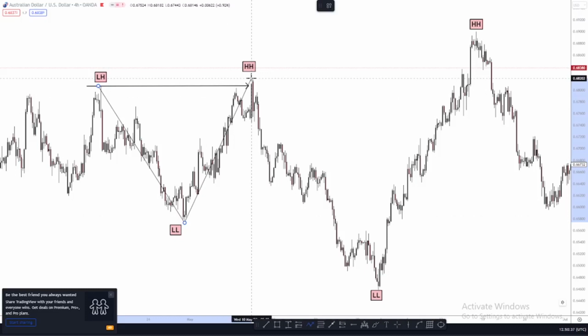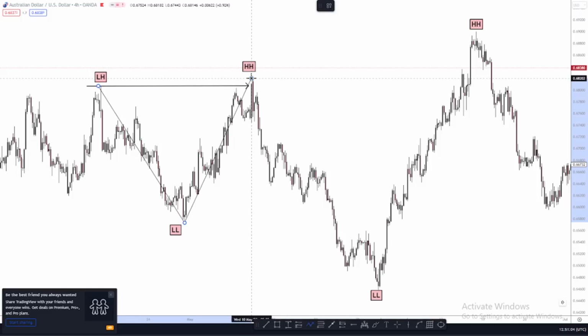Why is this a higher high? Why is this considered a higher high? Because this high is higher than its previous high, or because price managed to close above its previous high. You get me? That's why this high is considered our new higher high.